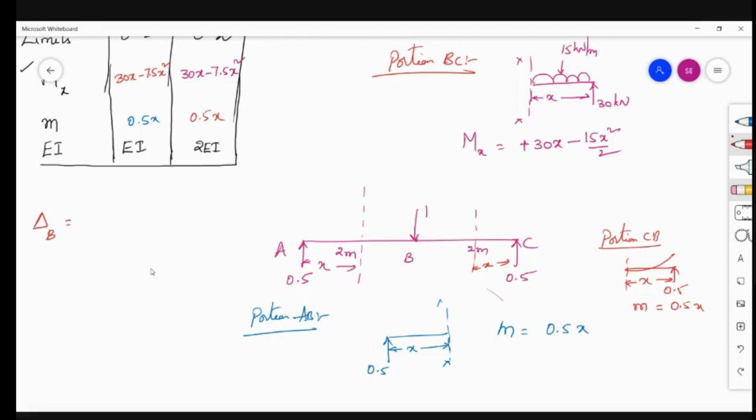This is vertical deflection only. That's why I'm not specifically mentioning it as delta v. Vertical deflection delta b is integration of 0 to L of M into small m dx by EI. If there are horizontal and vertical deflections, then we represent them as m dash for the other one. One is m, another one is m dash.